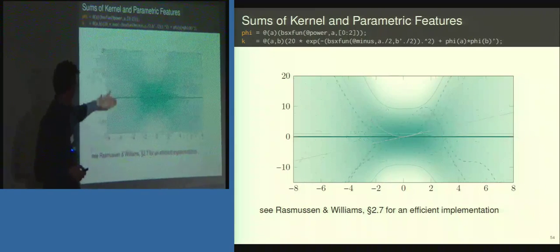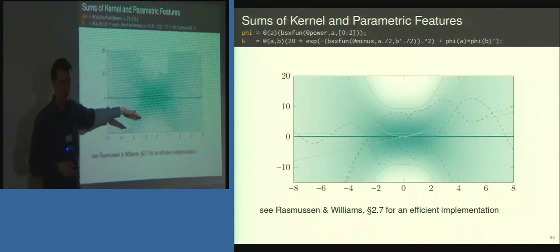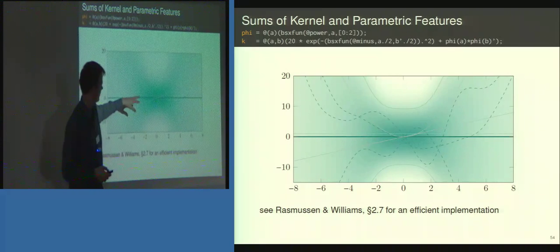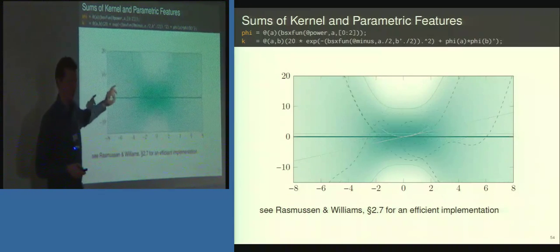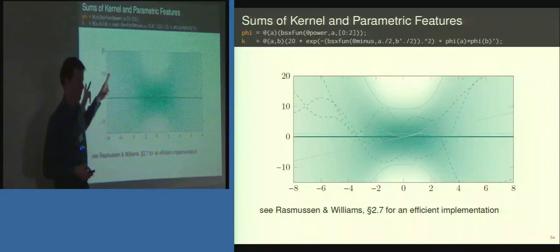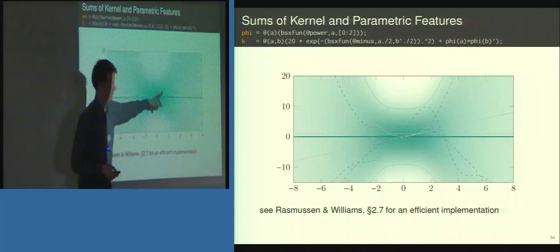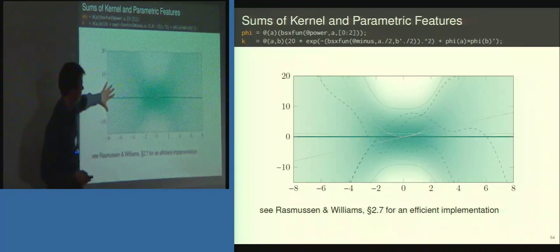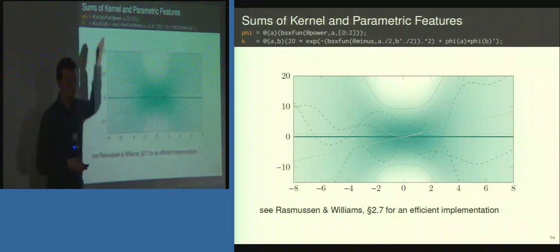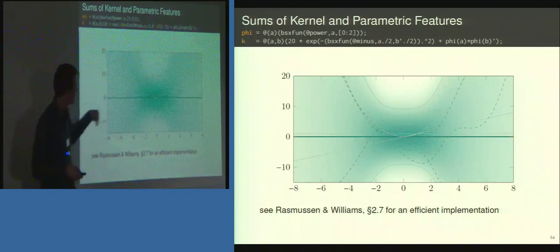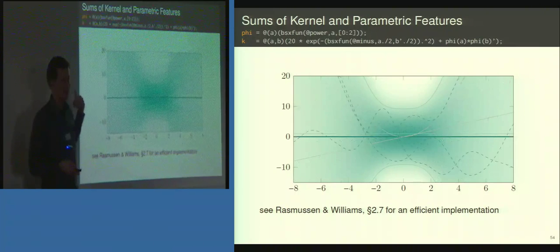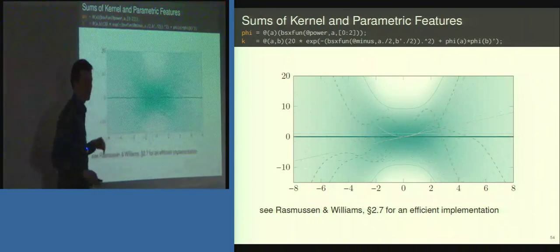Here's an example of that. Here I've added a square exponential kernel to an explicit polynomial feature model with 3 polynomial features: constant, linear, and quadratic. And that's what the prior looks like. So it's functions that wobble up and down in a square exponential kind of way, but globally they look like polynomials. So they're non-stationary. They can go to very large values.